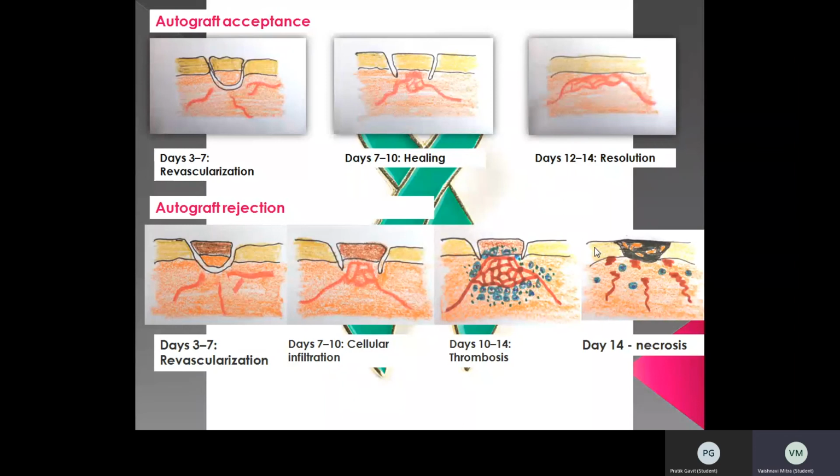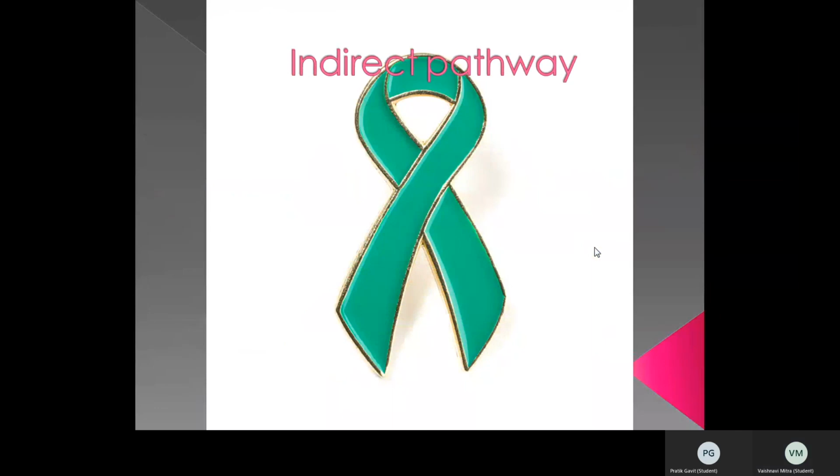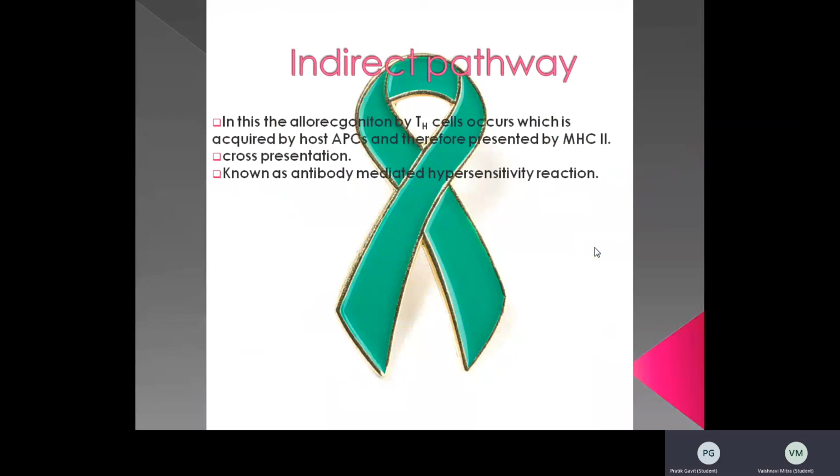They are neutrophils. They identified the graft as a foreign antigen and induced an immune response, which caused necrosis. As we can see on day 14 and onwards, the tissue or the graft went into necrosis and it died. So therefore, autograft rejection took place. This is how a graft is rejected in the direct process. Now, we're going to discuss the indirect pathway.